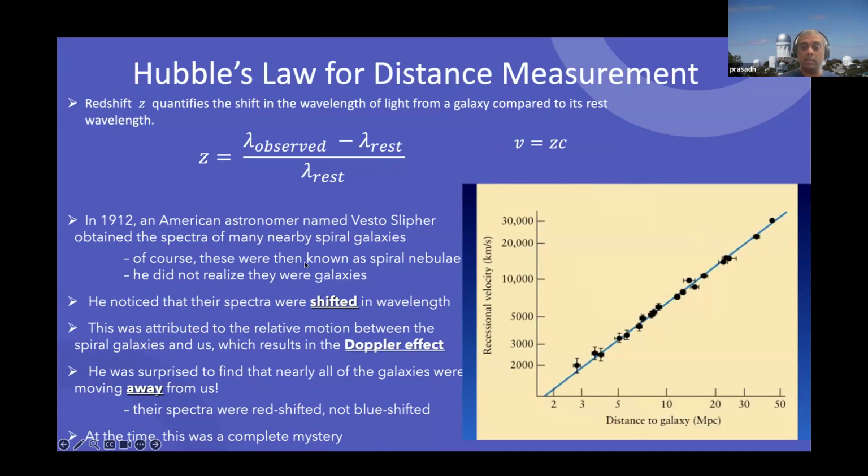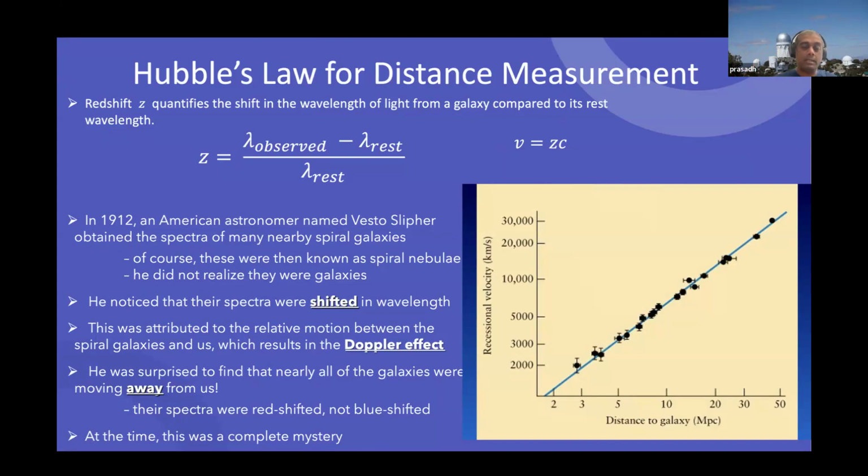And interestingly, this is what he got when he plotted these two values. The x-axis is the distance that he measured from, let's say, the period luminosity relationship, because you can actually measure the distances to nearby galaxies from that. And then he used these redshift values to calculate how fast a particular galaxy is moving away from us.